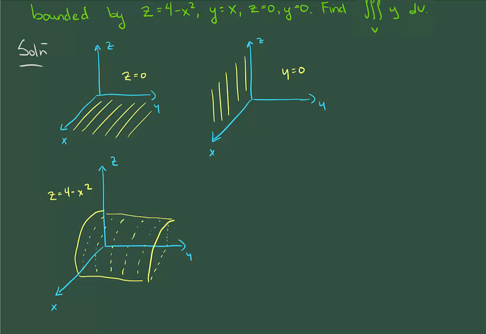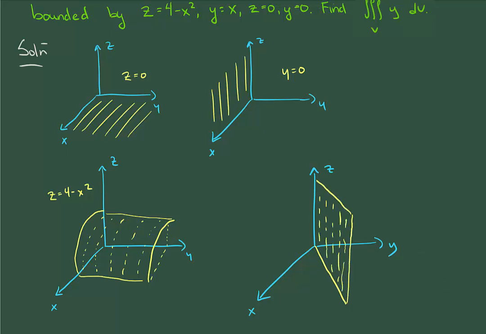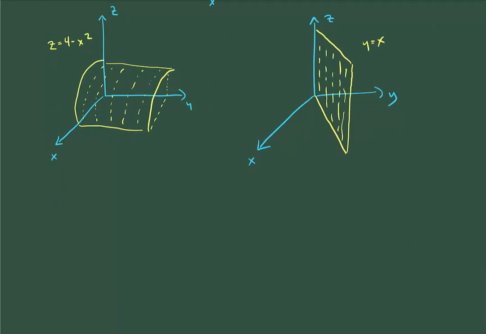Okay, which is a little bit nasty. And if we do y equals x, same sort of story. We're going to draw the curve y equals x in the xy plane. And of course, z doesn't matter, so we're able to just stretch that line out in the z direction. Now we've got to put all of these together, and it's not too bad, but it's not trivial either. You're going to have to think about what happens if you intersect all four of these things.